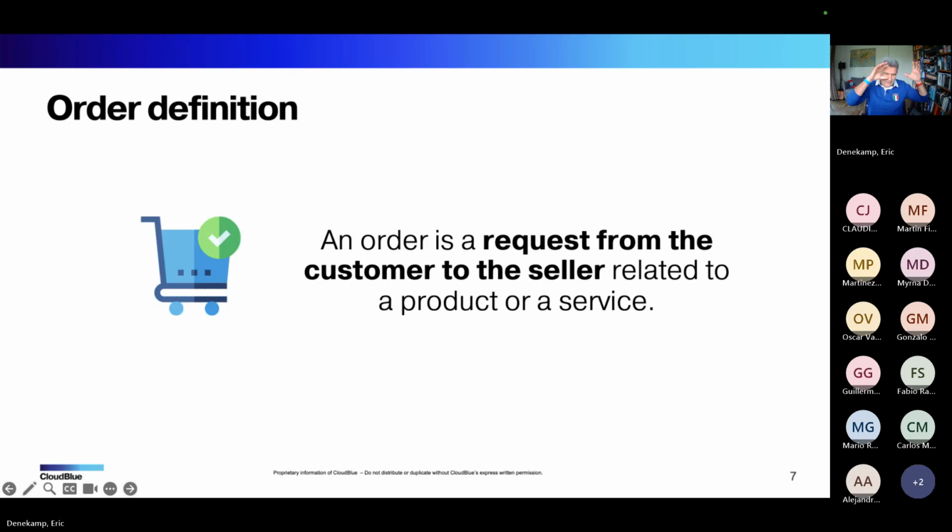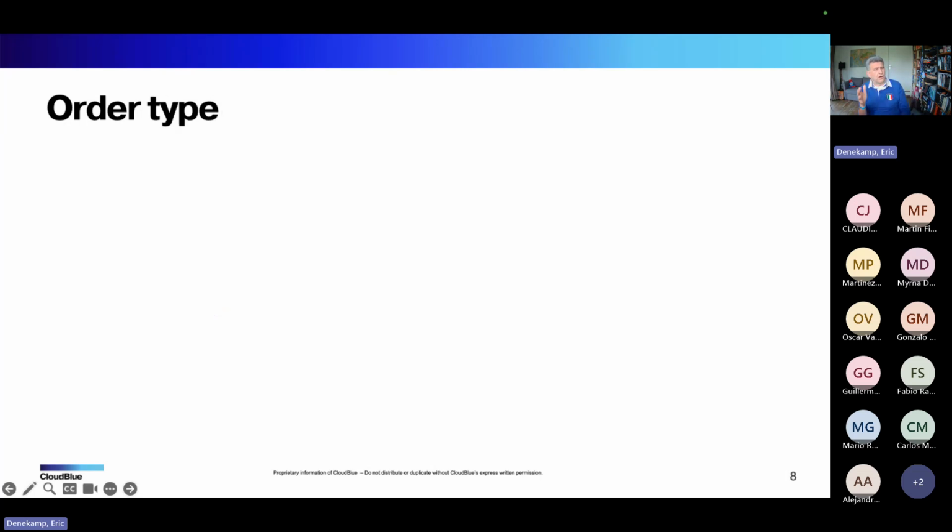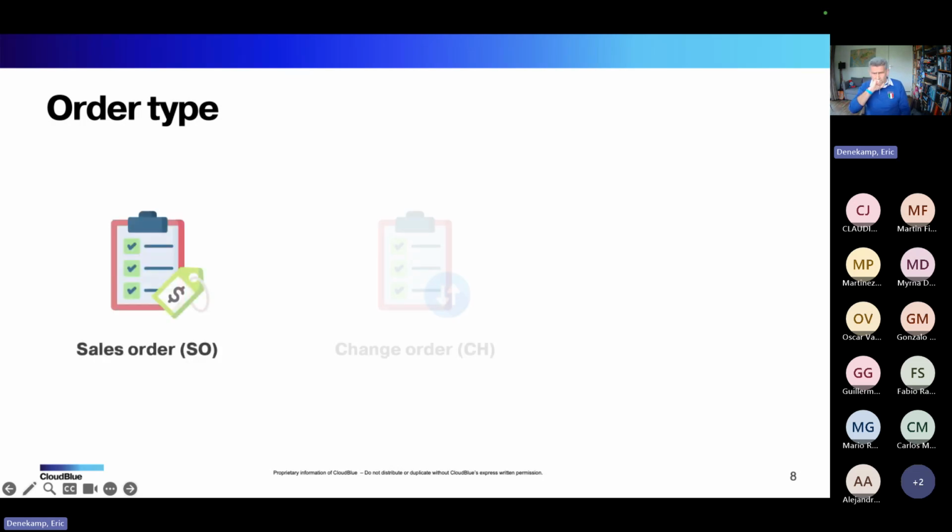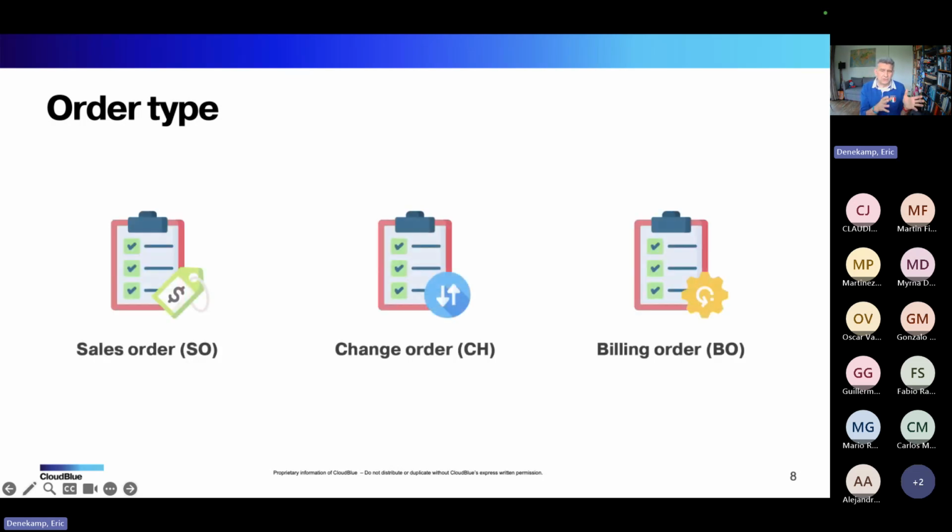Access to a service is very broad, and orders can be very broad. When we look at orders, there are multiple types of orders, and the ones we see most of the time are on this slide. A sales order is, of course, the basis of a subscription. I want to buy this service for a year. I want to use this service for a year. So that's the sales order.